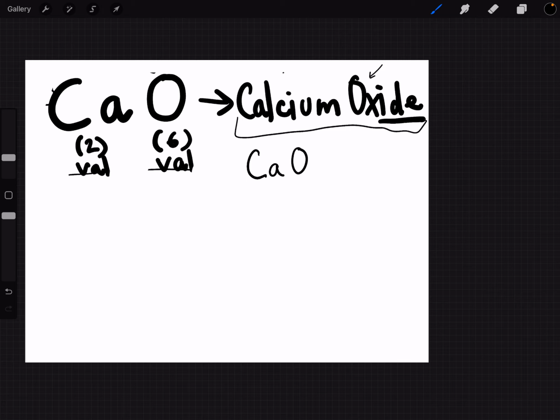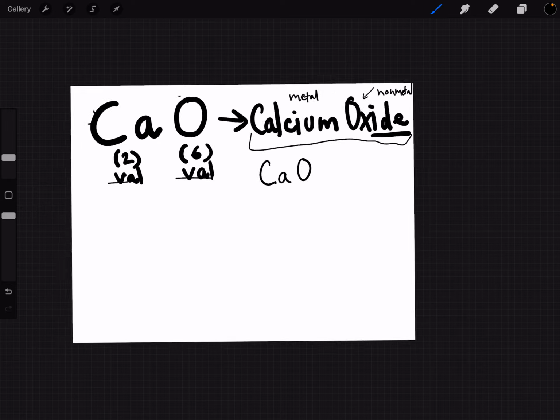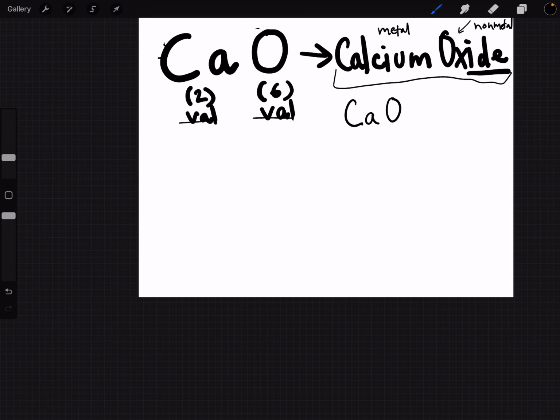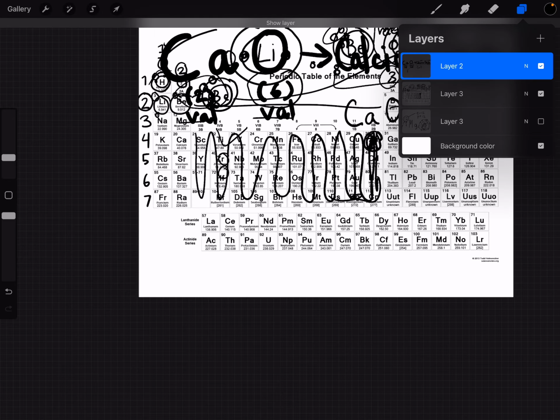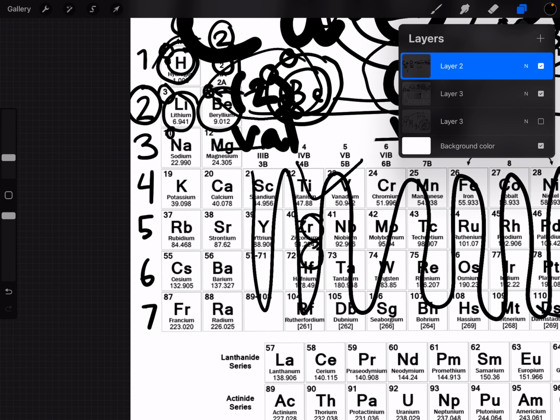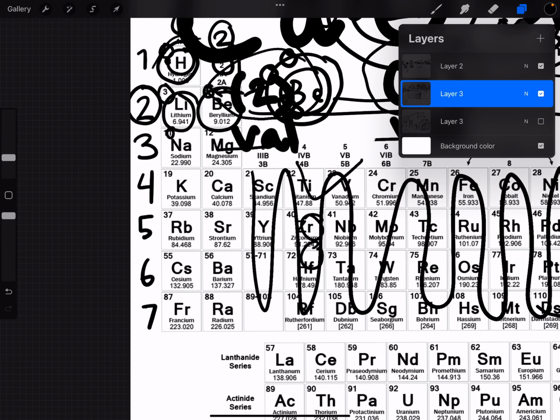Also, it'll always be a metal and a non-metal at the end. And essentially, calcium has 2 valence electrons and oxygen has 6, so they just add up to 8. So you don't need to add any numbers. Let me show you a situation where you would need to do that. 1 sec. Okay.